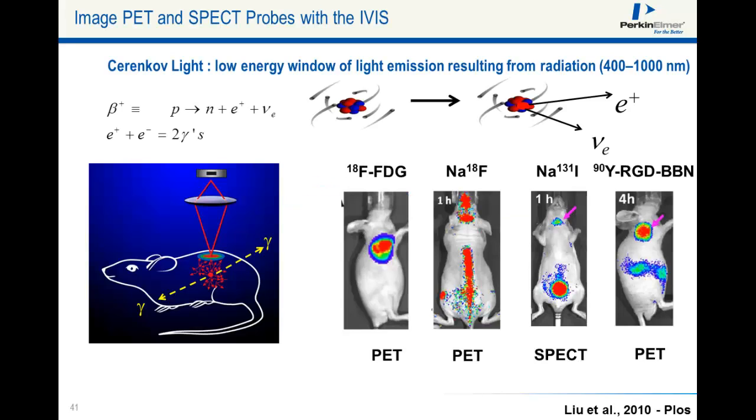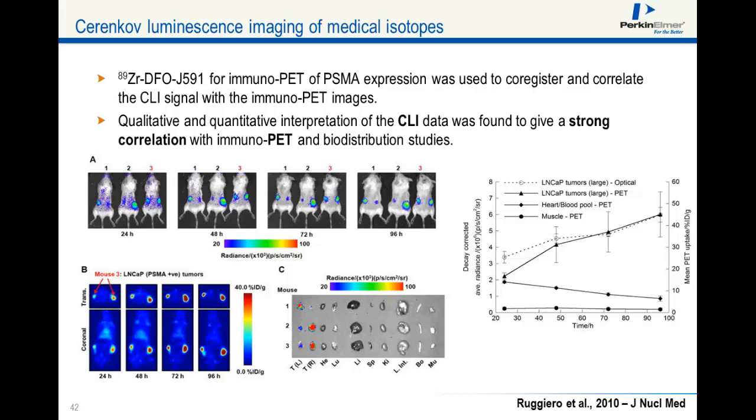Cerenkov light is visible light produced by charged particles. Both beta plus and beta minus particles generate light, and therefore various PET and SPECT radionuclides can be detected by optical imaging. In a study conducted by Drs. Ruggiero et al., medical isotopes were imaged by PET and Cerenkov, and both the qualitative and quantitative data were found to strongly correlate.